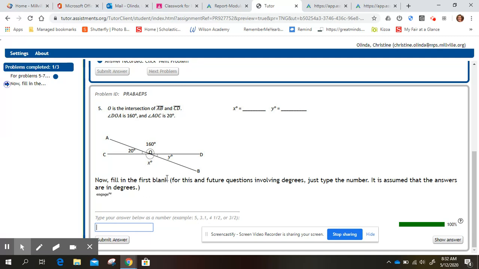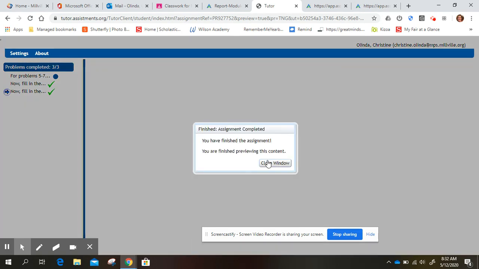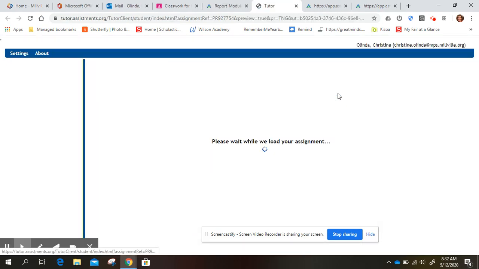It says now fill in the degrees for the first blank. For this and future questions involving degrees, just cite the number. It is assumed that the answers are in degrees. So the first blank here is x, and we know that x was 160 degrees. And the second blank was y, and we know that y was 20 degrees. And I think I am on this one now, number 6.